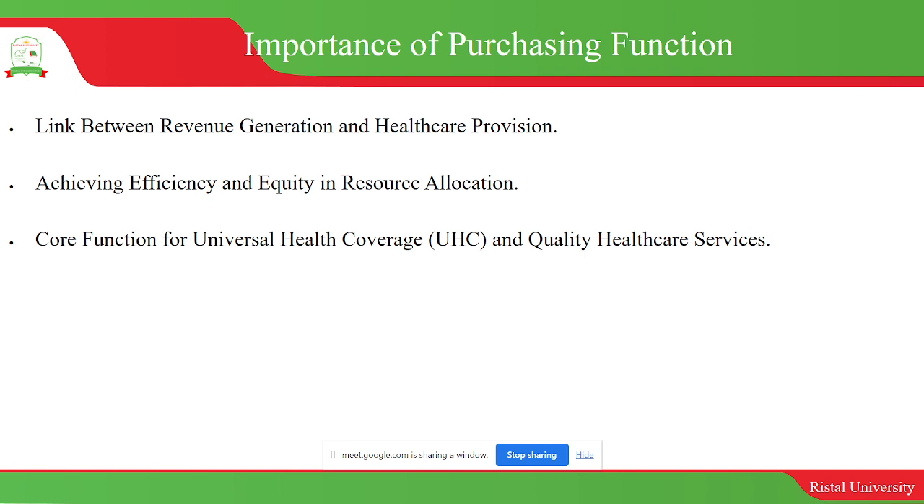So purchasing allows us to achieve equity and efficiency, and that means therefore we are collecting resources and putting them to the right use, and we are not wasting the resources, and therefore the population is getting quality healthcare services. But again, it's very important for achievement of universal health coverage that everyone, regardless of their socioeconomic status, tribe, and other characteristics, they can access quality healthcare services.